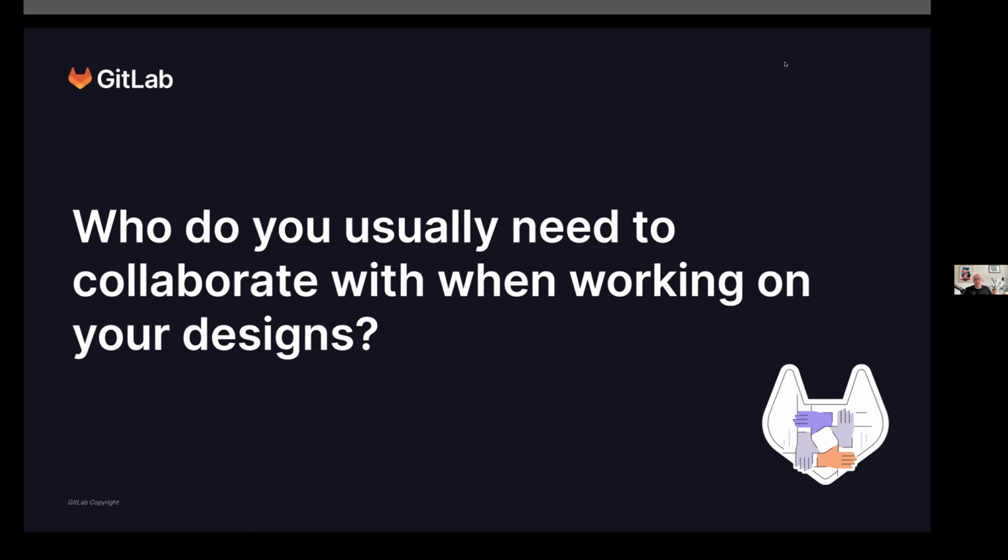And I think that what you just said, Becca, is a good segue into this. I have assumptions about who you all are collaborating with in the design process, but how is that working for everybody?